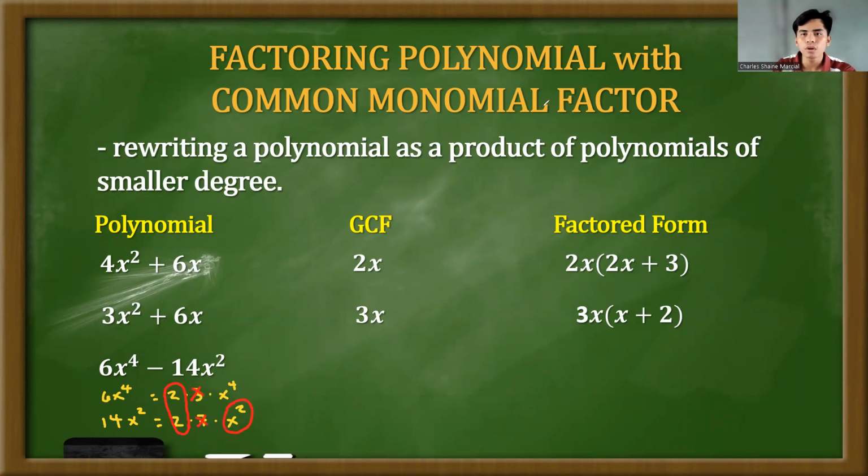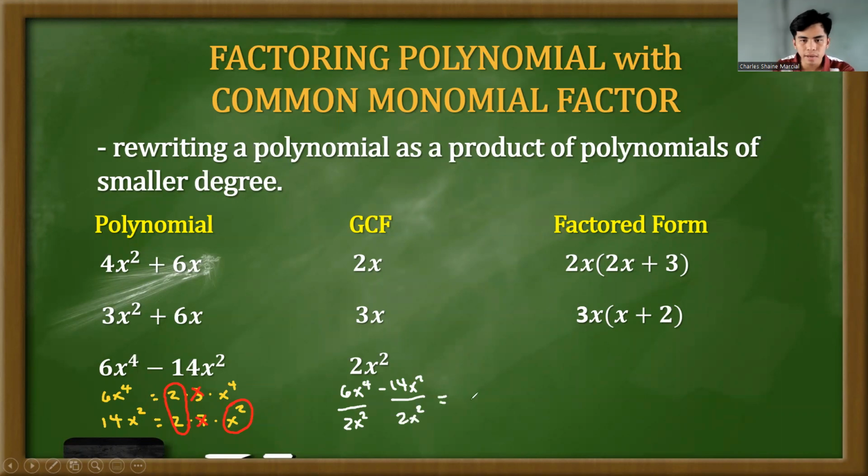Okay, so yung GCF ng 6x raised to 4 minus 14x squared is 2x squared. Ayan, pinag-combine lang natin. And then again, after that, ang gagawin natin is mag-divide na tayo. So we will divide 6x raised to 4 minus 14x squared divided by 2x squared.